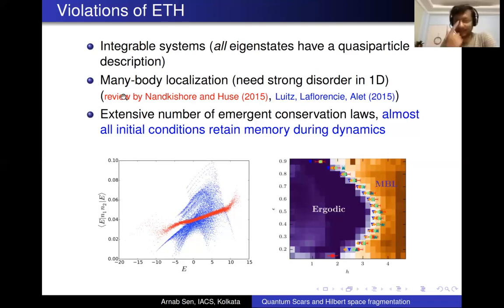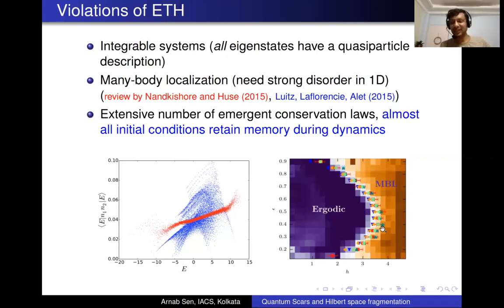Then there is another class, which is more recently well understood, which is many-body localization. This is most well understood in one-dimensional lattice models, where you typically start with an interacting spin Hamiltonian, and then maybe you introduce some disorder in the form of a random magnetic field. If you crank up the disorder, then you see a transition from your spectrum respecting ETH to your spectrum not respecting ETH at all.